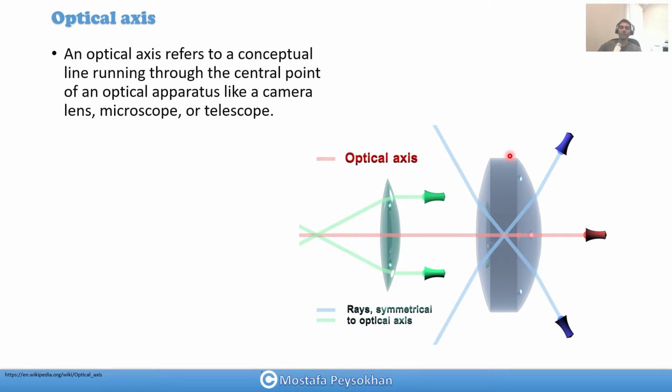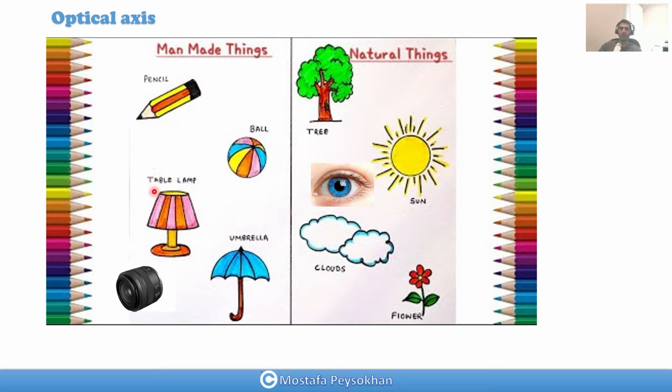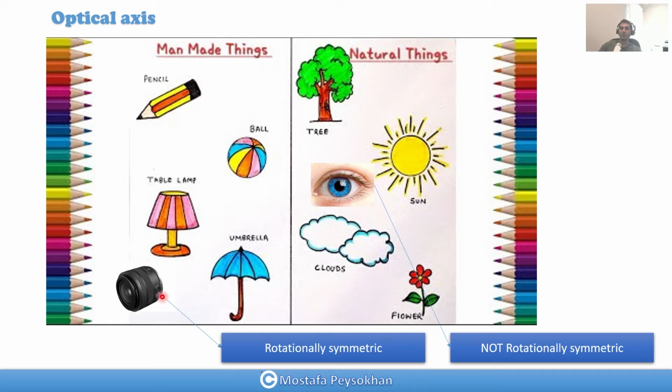But the problem is that all man-made optical systems, like this lens, which is a man-made thing, are completely rotationally symmetric. But natural things like our eye are not completely rotationally symmetric. So what should we do? For this optical system, because it's completely rotationally symmetric, we can imagine a line passing through all the lenses, all the optical elements that we have that are rotationally symmetric, and we call it the optical axis.